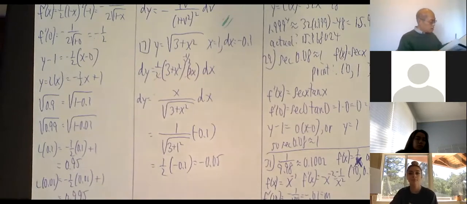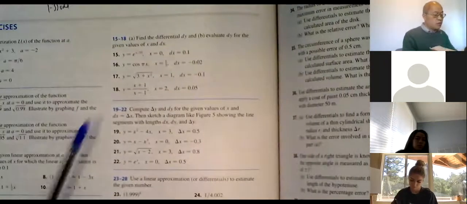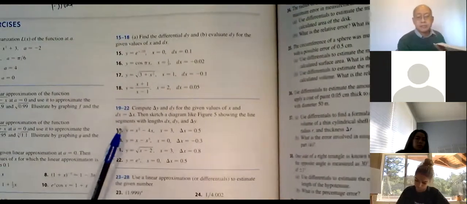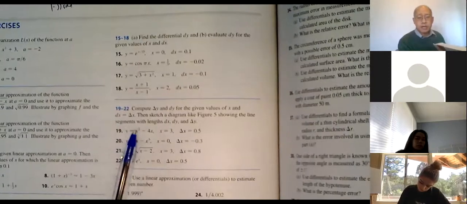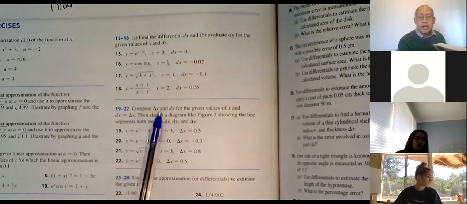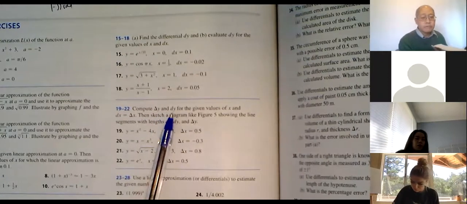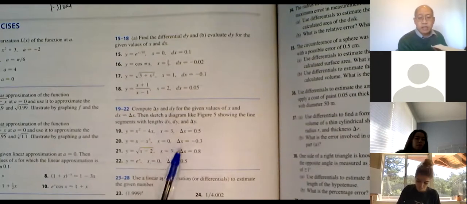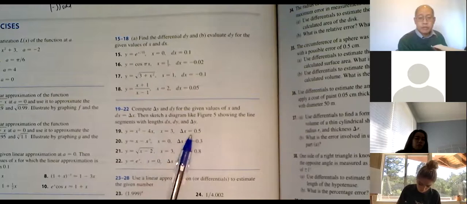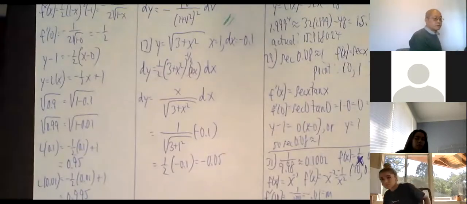Okay, and then 19 and 21, you don't have to do a sketch. Don't worry about doing a sketch. But compute delta y and dy. So dy is according to the formula. Delta y is the actual change in y values as I move from 3 to 3.5, let's say.